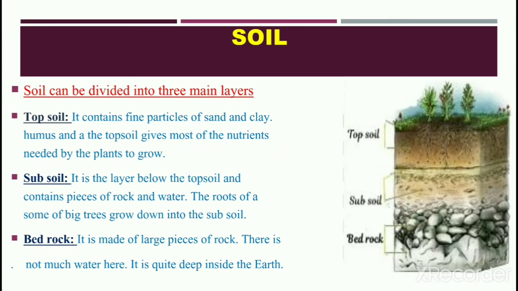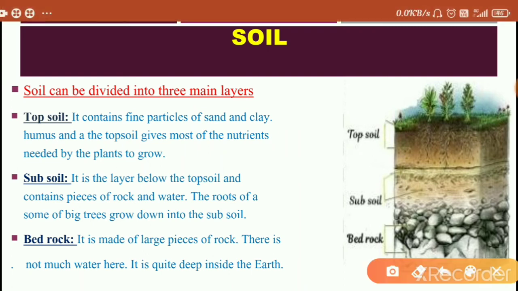Next, the three main layers of the soil, a very important topic. Students, in the textbook you can see this type of diagram, a very important diagram. I think this is a definite diagram for a unit test. Practice this diagram. If you are able to draw such a diagram, you can practice it, or else it is also there in the textbook. When it comes to layers of the soil, soil can be divided into three main layers: topsoil, subsoil and bedrock.